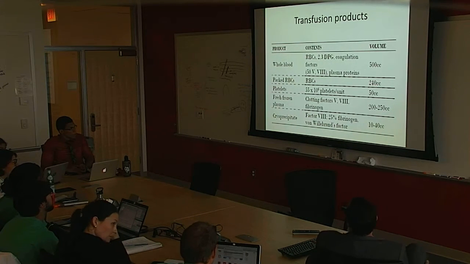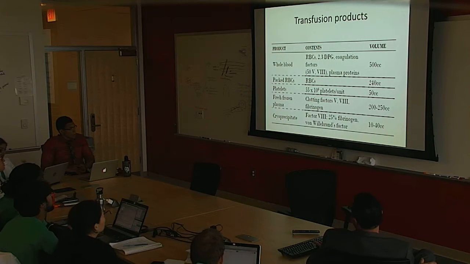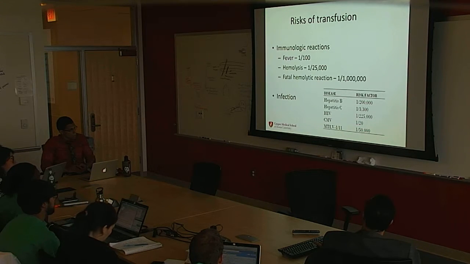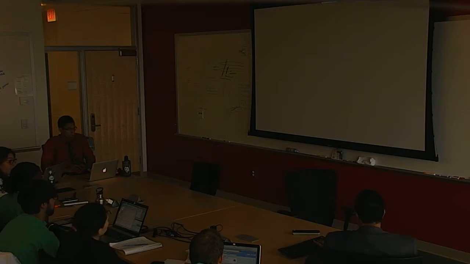Transfusion products can be whole blood, packed RBCs, platelets, fresh plasma. You will know those things. The risks are fever, about 1 in 100, hemolysis, about 1 in 25,000, and fatal hemolytic reaction is just 1 in a million. You can get infection from blood transfusion: Hep C, Hep B, HIV, and other viruses. Okay, so that's it.